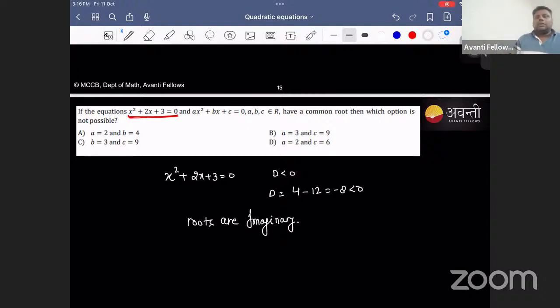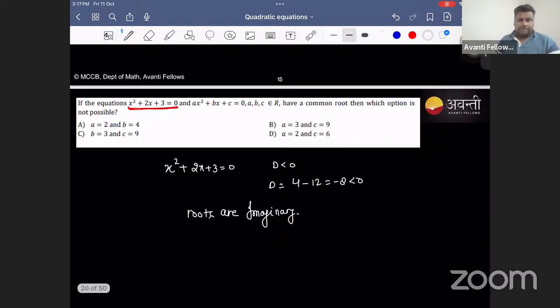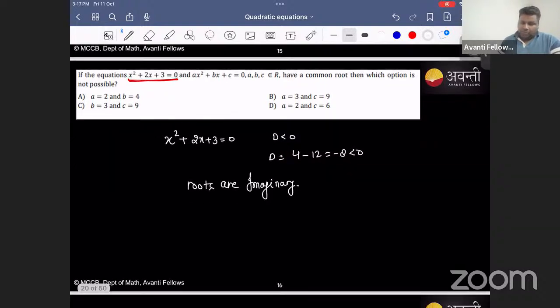Now if roots are imaginary, they will exist in conjugate pairs. If they exist in conjugate pairs, that means both of the roots will be common, not a single root. So if both the roots are common, both the equations are identical. So a upon 1 is b upon 2 is c by 3. This will be happening.